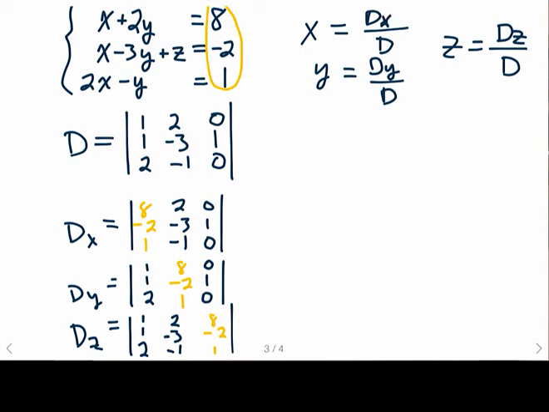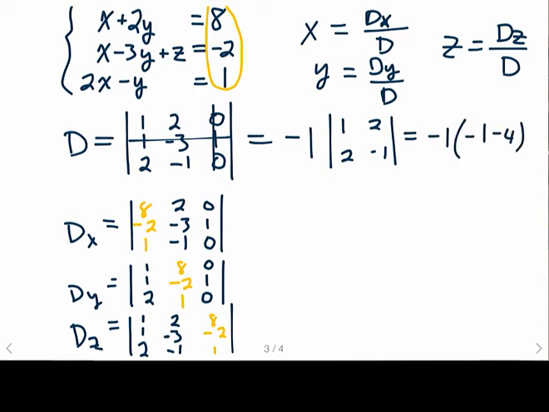And for d, I notice we have a column that has 2 zeros in it. Oh my gosh, it's an embarrassment of riches. And so we're going to use our sign array and the minor of 1. We're going to cross out the row and column containing 1, end up with a determinant 1, 2, 2, -1, and figure out what this is. So this is going to be -1 times -1 minus 4. Seems to me the answer there is 5.